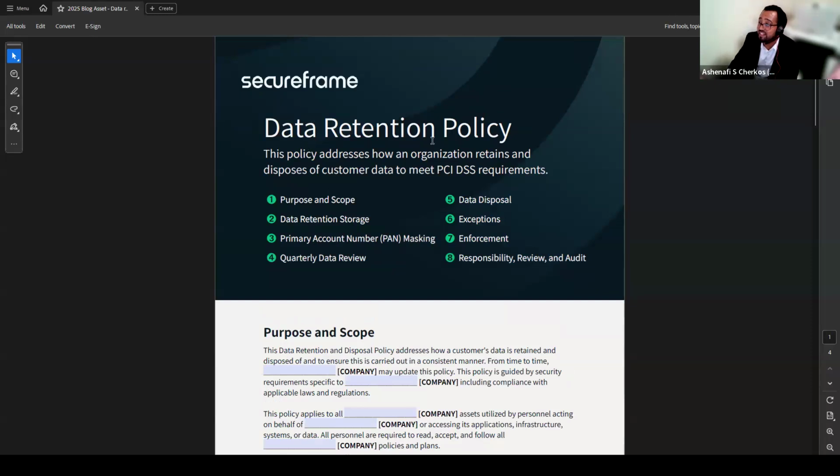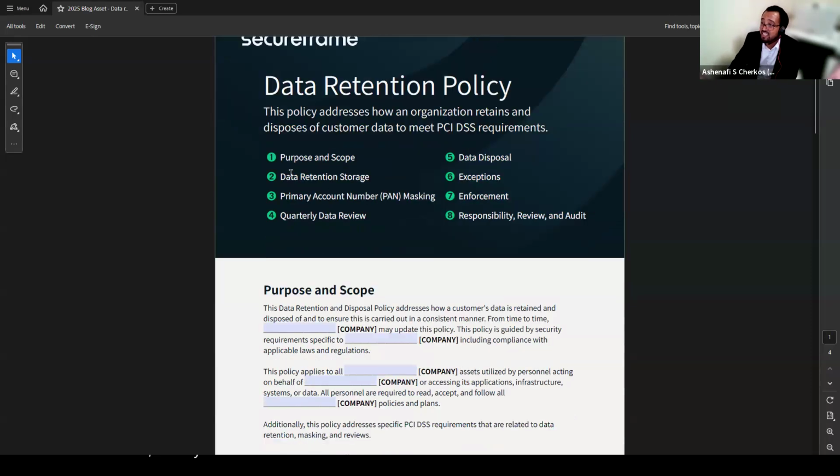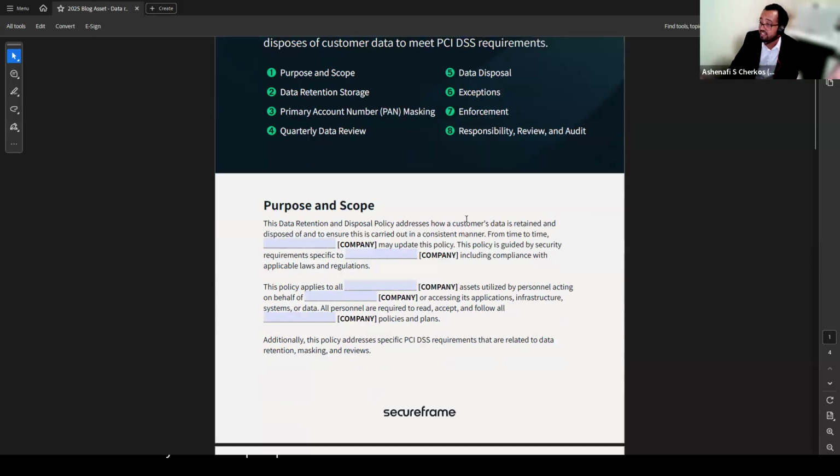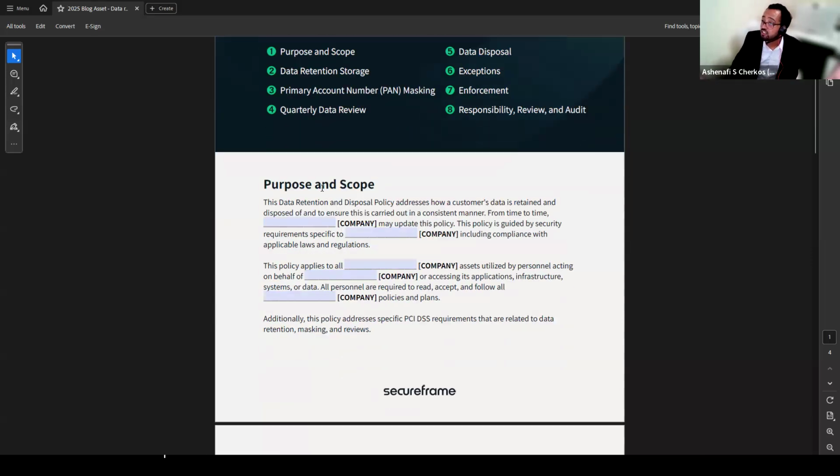Okay, so they have a data retention policy. As you can see, they divide the components of the data retention policy into 8. They have purpose and scope, data retention, storage, and other things. You can use this kind of template if you want, or you can modify it to fit your organization. So I will show you this structure, and then I will show you an example I prepared for my hypothetical organization.